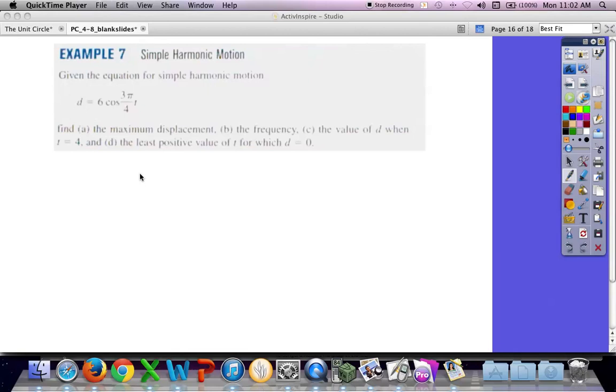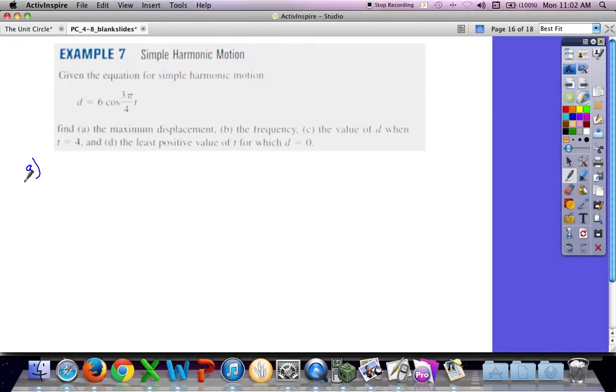Example 7. Given this equation for simple harmonic motion, find 4 things: the maximum displacement, the frequency, the value of d when t equals 4, and the least possible value of t for which d equals 0. All right, so first, A.